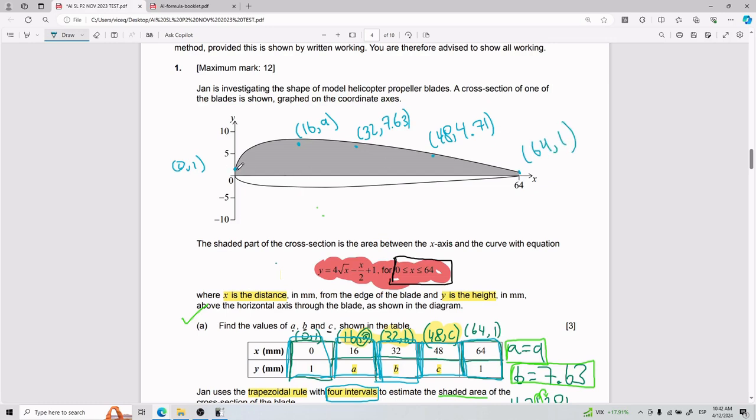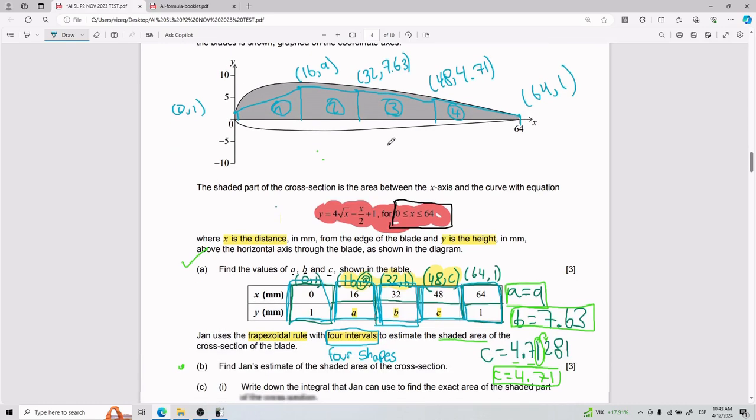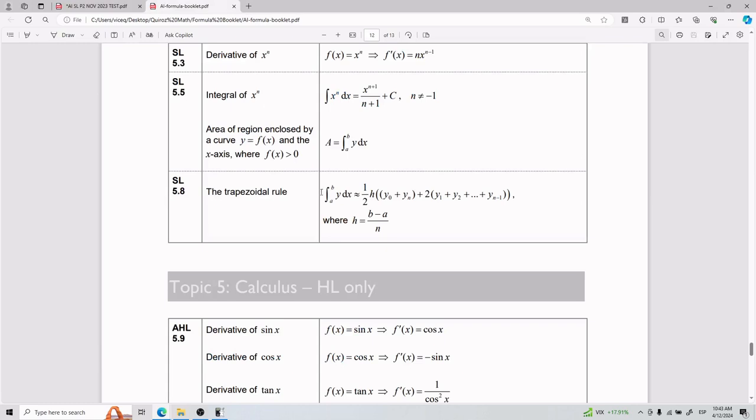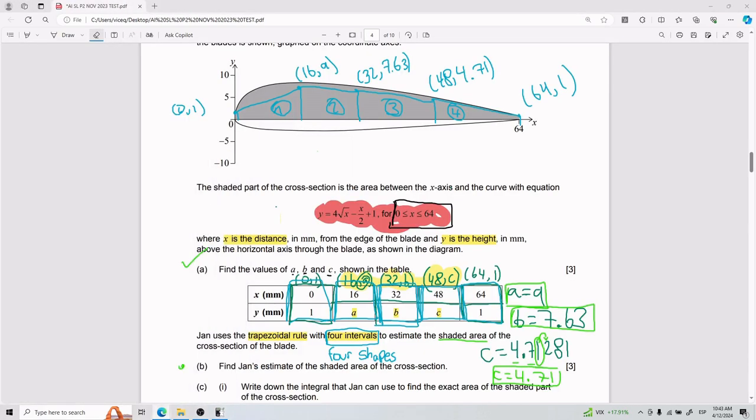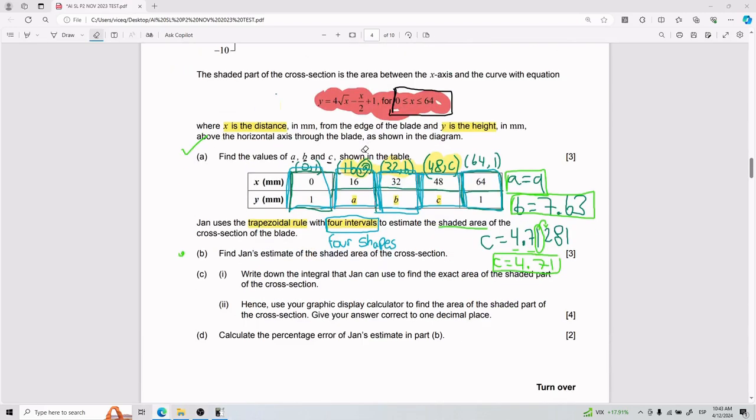Technically, these are going to be my 4 intervals or my 4 shapes. Again, not drawn to scale, but I really need you guys to understand what we're actually doing. You're going to find the area of the first one, the second one, the third one, the fourth one, and that is the trapezoidal rule. It helps make it a lot easier to plug in and find the areas of the shapes. If I look at the formula booklet, here's my equation. Let me take a moment to write that equation, and we will be working from there.